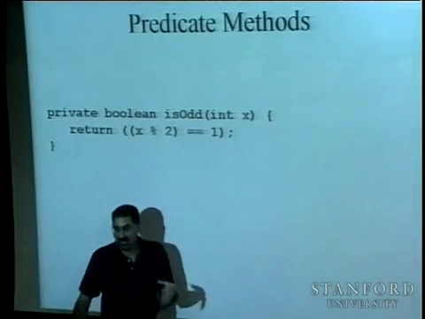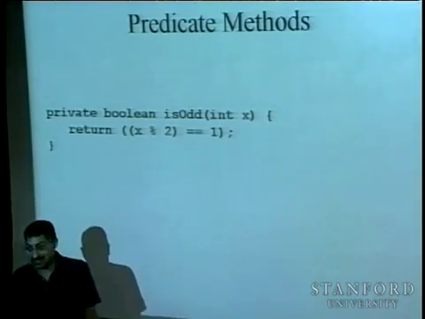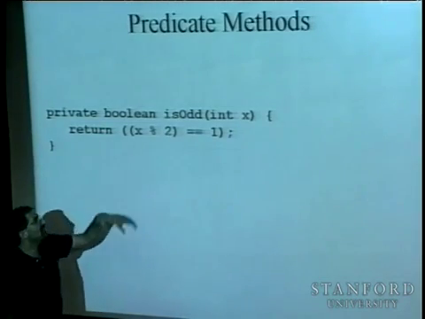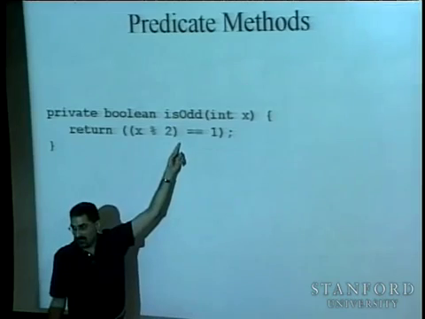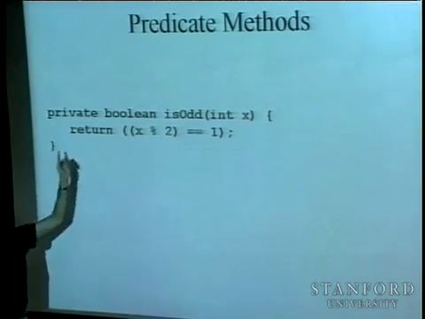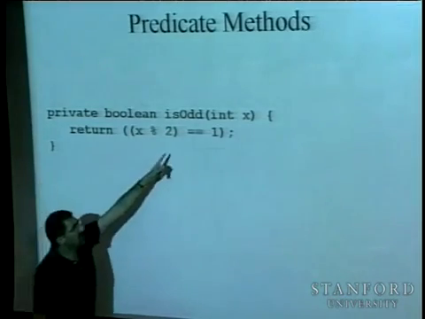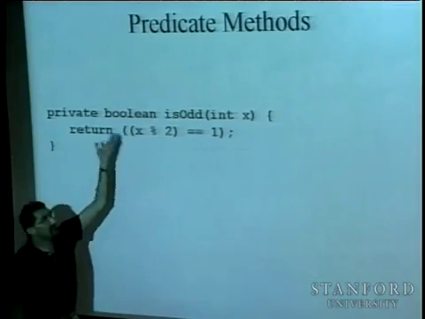Private boolean isOdd. What does this do? You give it an integer, and it tells you back true or false: is it odd? The name is pretty self-explanatory. So it takes that variable, computes the remainder after we divide by 2, and if that remainder is equal to 1, this whole thing is going to be true and it'll return true. If it's not equal to 1, that means it's equal to 0. In that case, this is false and it'll return false.